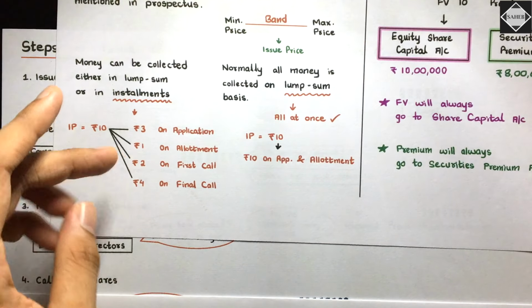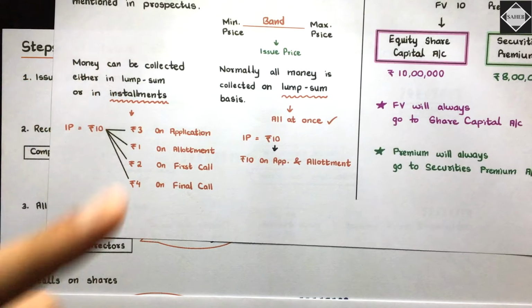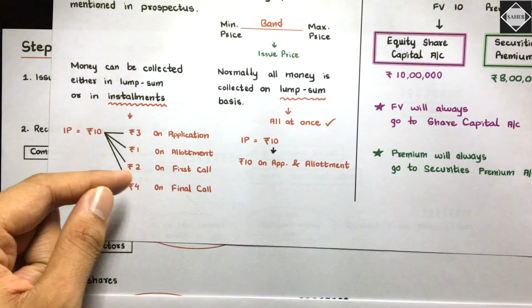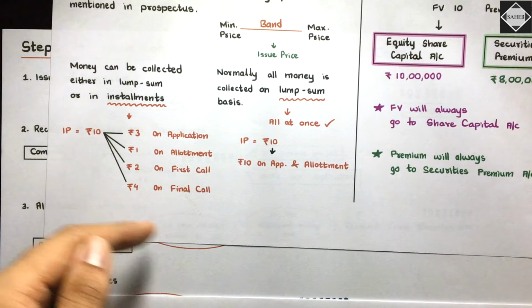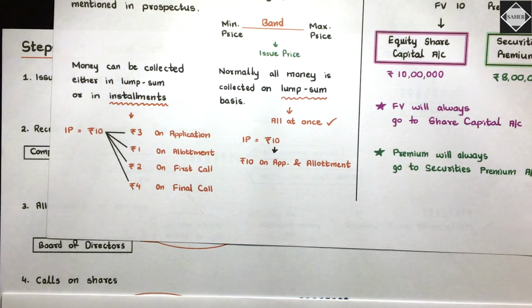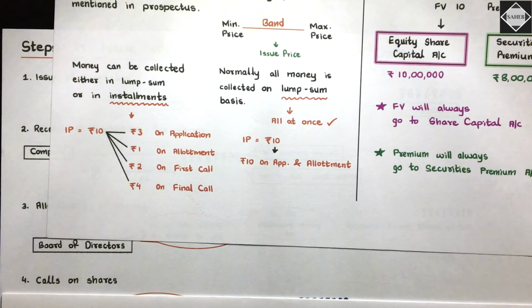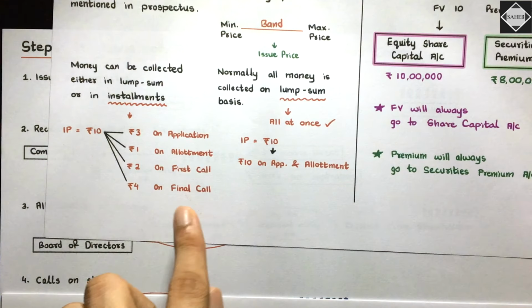So this can be divided into 2 or 3 or just one stage also. There can only be first and final call, or first call, second call can also be there, and then third and final call can also be there. It's just that the last stage will be called as final call. Okay, third and final call, second and final call, like that.